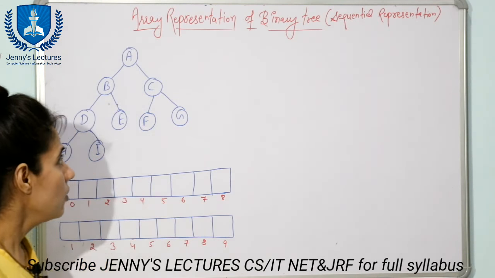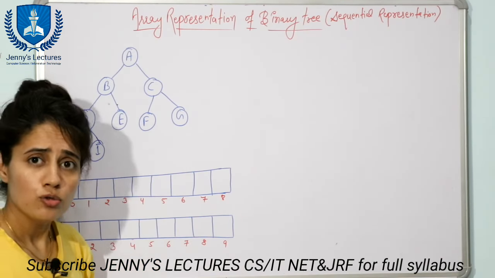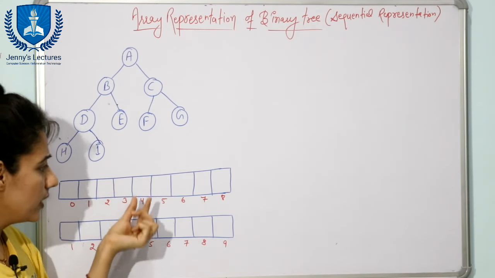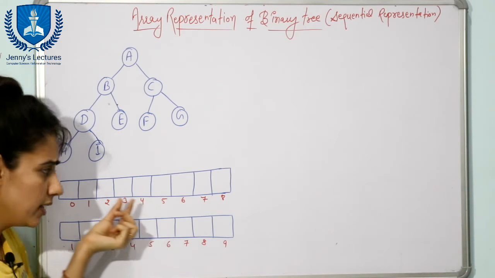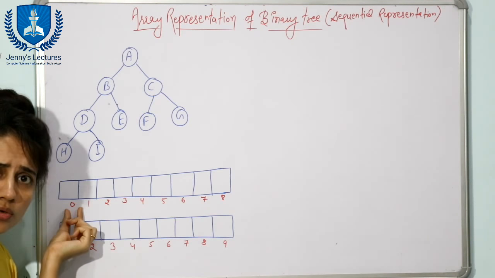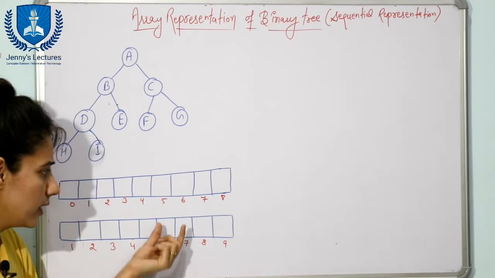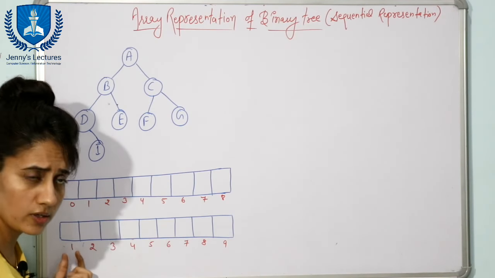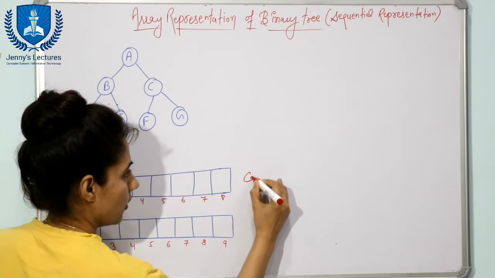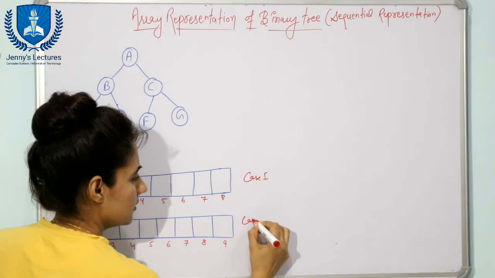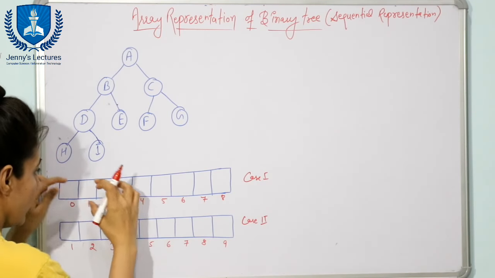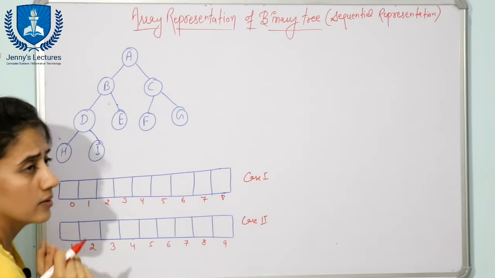Now see, when you are representing this binary tree in an array, somewhere you find that the index starts from 0, and somewhere you find that the index starts from 1. So I'm going to discuss both cases with you. This is case 1 and this is case 2. Now how in this array can we represent this tree?